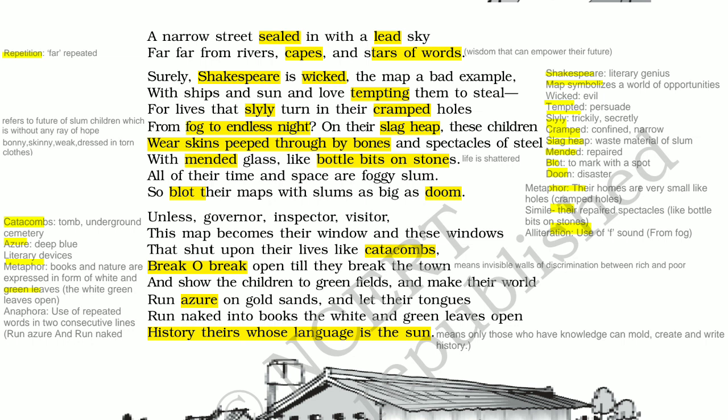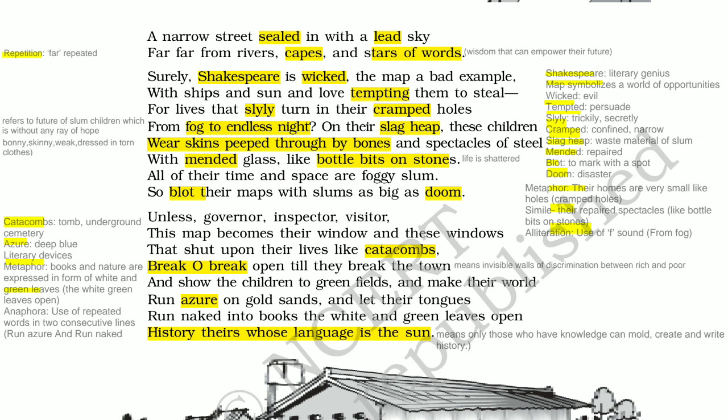So he wishes that these children be exposed to the world of books. They should be educated so that they can break themselves from the confines of the slums. So let their tongues run naked into books, the white and green leaves open. White and green. White is obviously the education, and green leaves here means the nature. They should be allowed to enjoy nature.